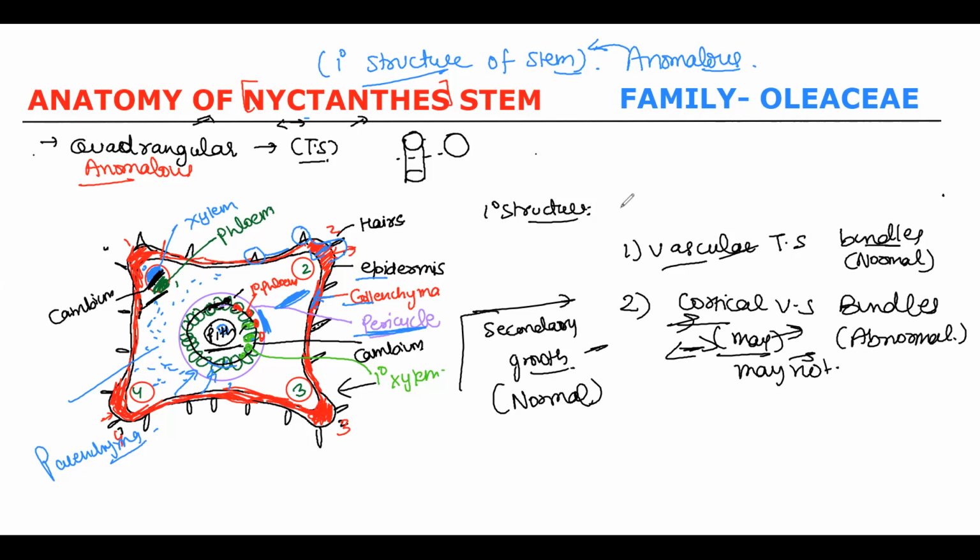And what is normal secondary growth? That we are going to discuss. The bundles that are normal, like this, have cambium in the center. This is the cambium. The cambium ring joins.